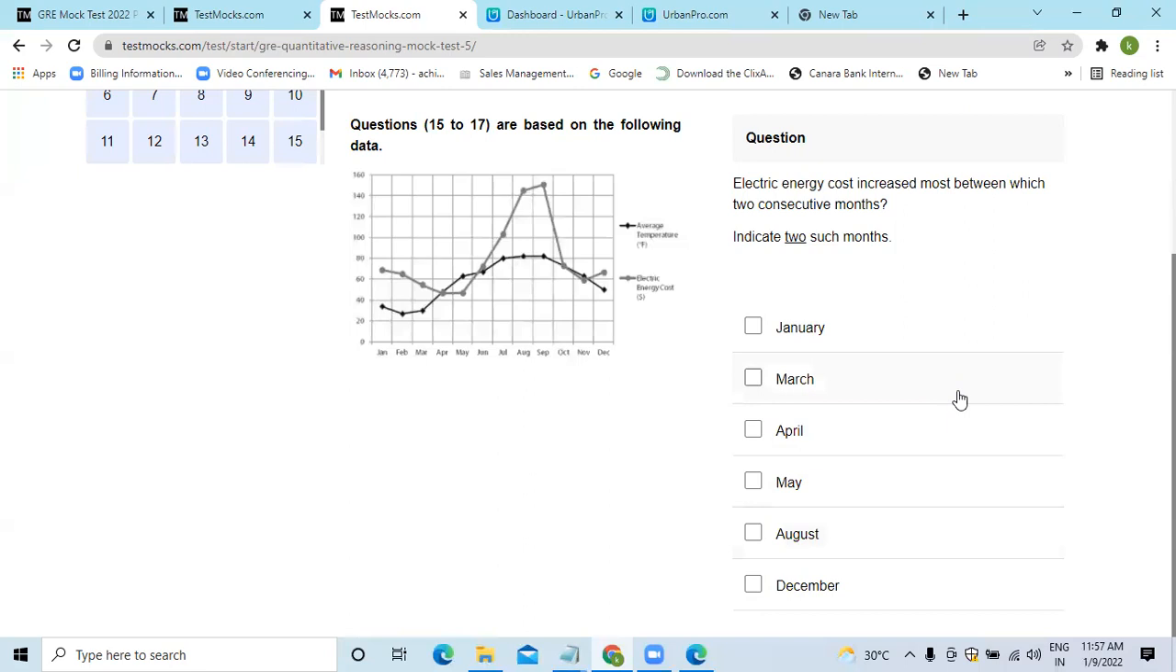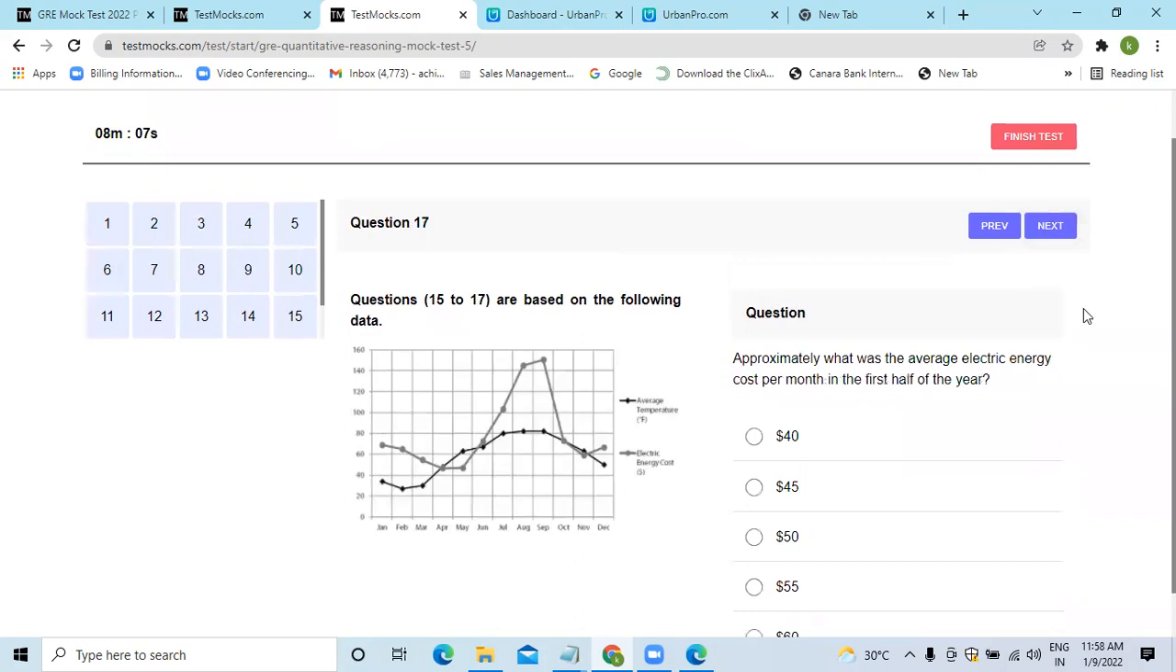August. But there is no answer July here. Maybe he's trying to trick you into this. Maybe this is an experimental question. Okay, increase most. So then I would say May and June. We don't have that as an option. I'm not too sure about this one. We'll just go to the next.